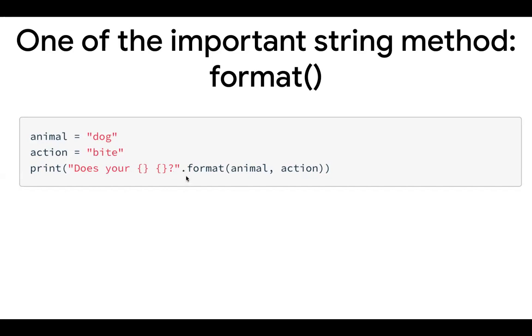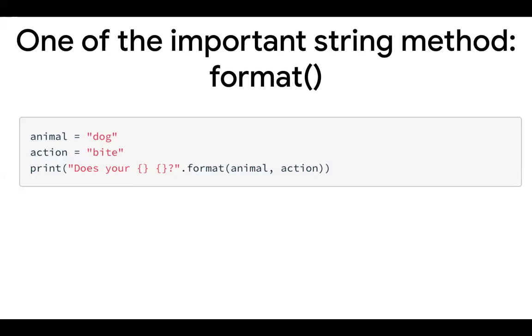It's just to format the string. I mean, just not to print the same sentence many times. Just keep the part which is the same, and omit the part which changes, because "does your" is the constant thing here. But the animal or action is the variable that we can change.